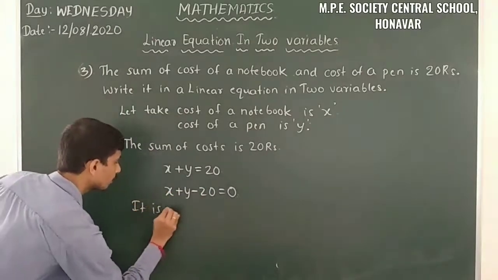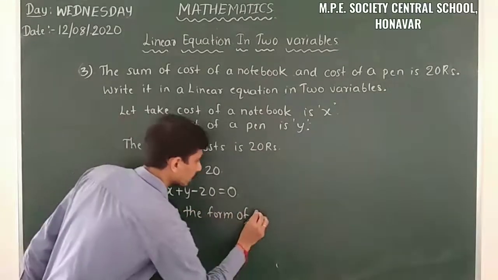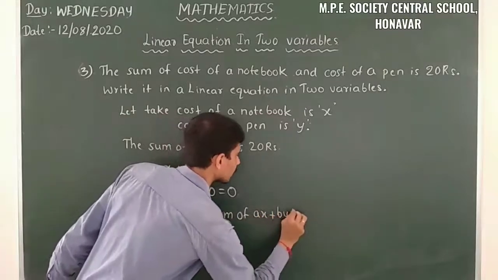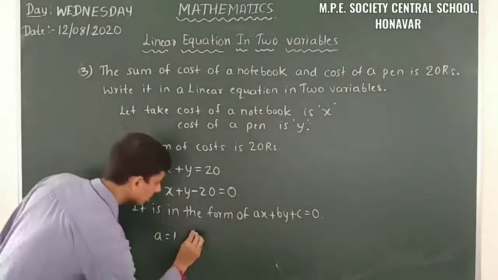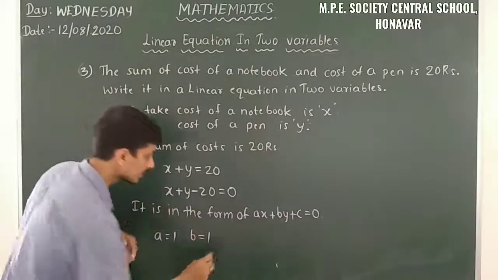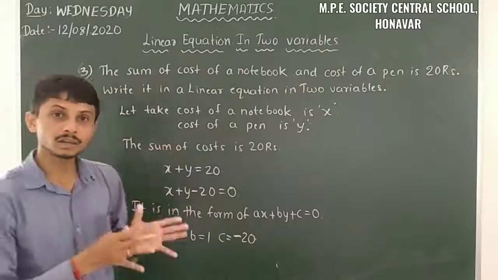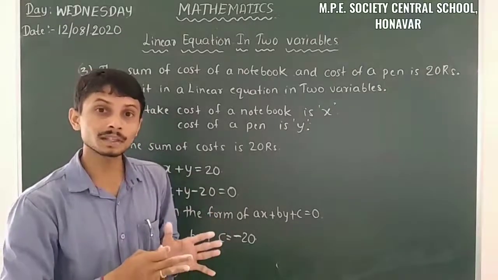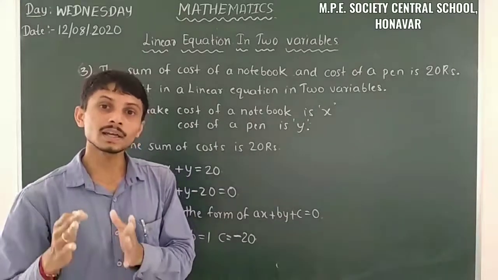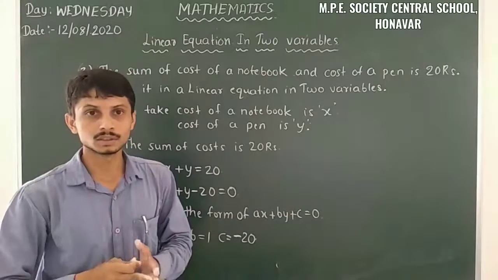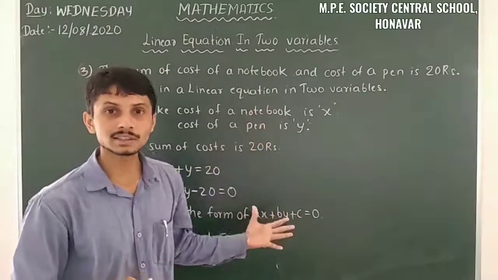It is in the form of ax plus by plus c is equal to 0. Here the value of a is equal to 1, the value of b is equal to 1 and the value of c is equal to minus 20. So this is about converting the real situation, the statement form of an equation, into our required standard form of a linear equation in two variables. So let us move into the last problem similar to this real situation.